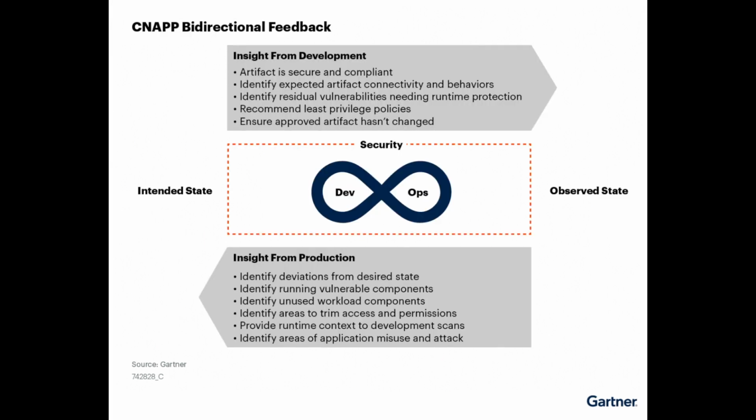Another key benefit of CNAPP is that it facilitates a bidirectional link between development and operations teams. This ensures there is less divergence from the intended state defined by the development team and the observed state identified by the production engineering team. This eventually results in improvement of the overall enterprise security posture.